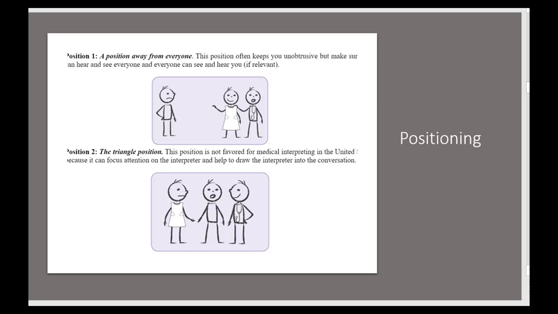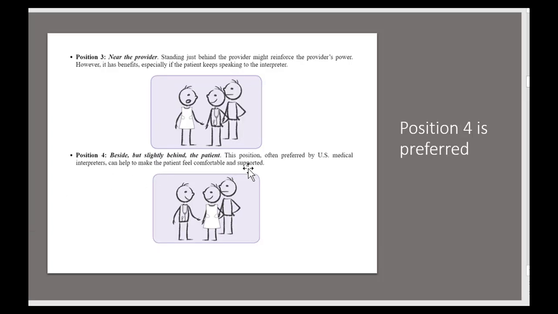The other position is a triangle position where the interpreter is in the middle. That is sort of obvious, where if the interpreter is between the patient and the provider, then the attention is focused on the interpreter, and again, that's not what we want. That's not going to help the goal of remaining unobtrusive or supporting direct communication between the patient and the provider. So again, in the perfect situation, the best position is going to be beside the patient and slightly behind them.